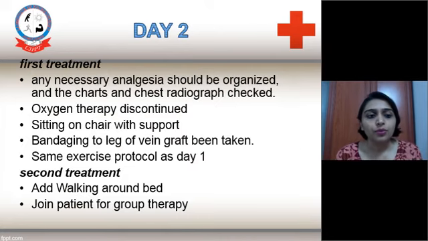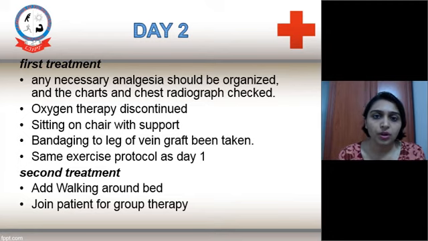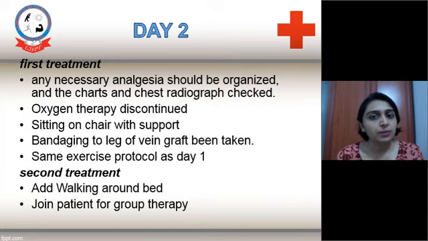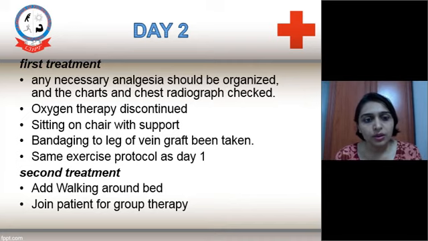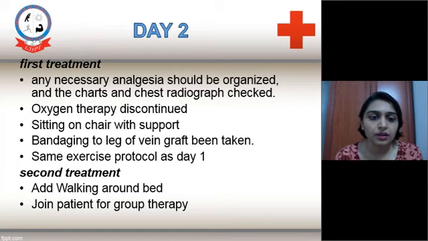On day 2, first treatment, any necessary analgesia should be organized and charts and radiographs should be checked. Oxygen therapy is discontinued on day 2 postoperatively. Sitting on a chair with support is allowed. Bandaging of the leg where the vein graft was taken should be done, and the same exercise protocol as day 1 is repeated. In the second treatment, we can add walking around the bed, and we can ask the patient to join group therapy.